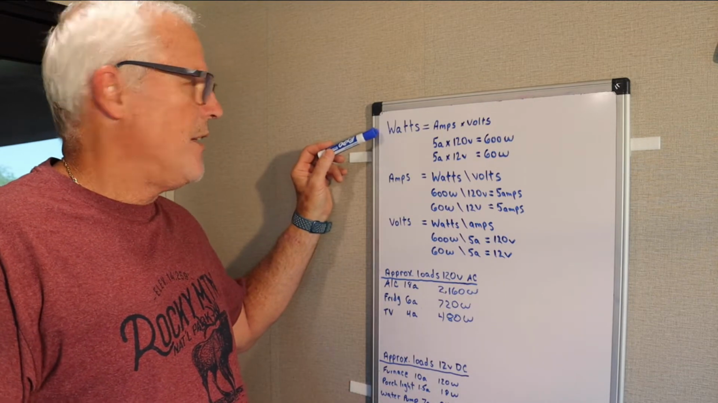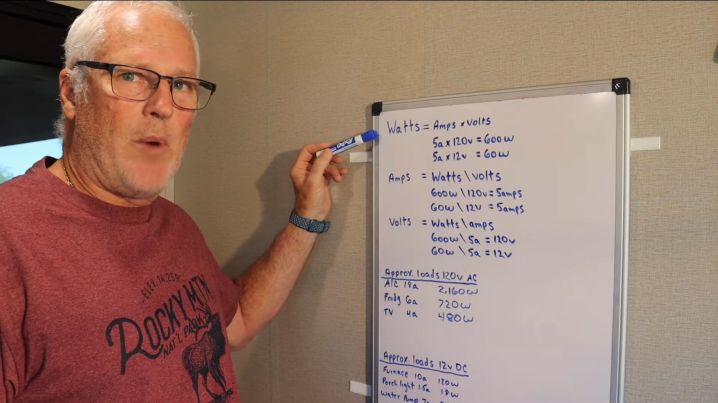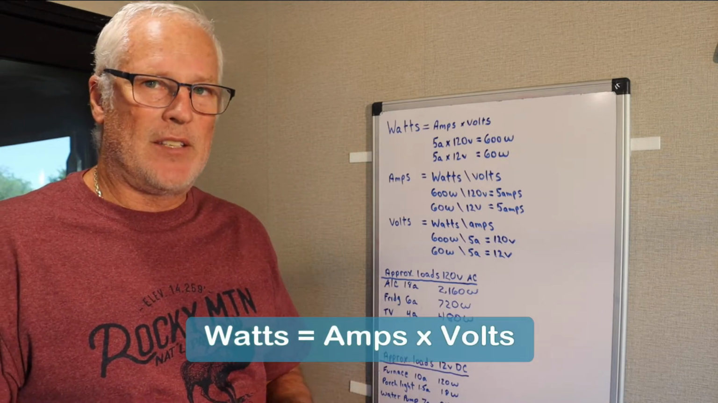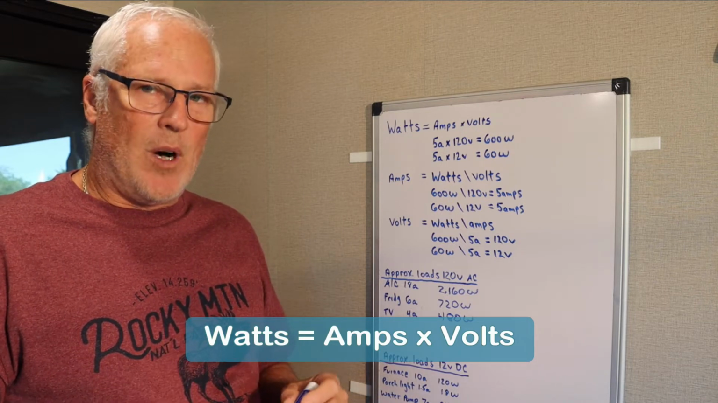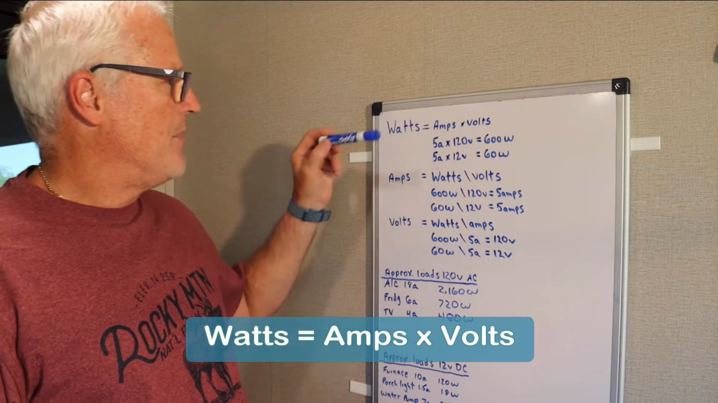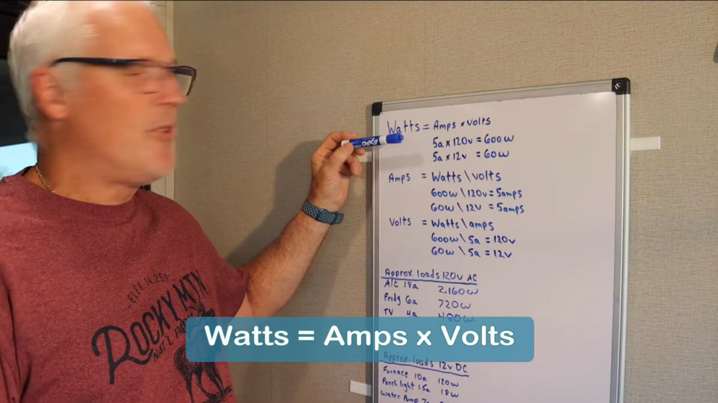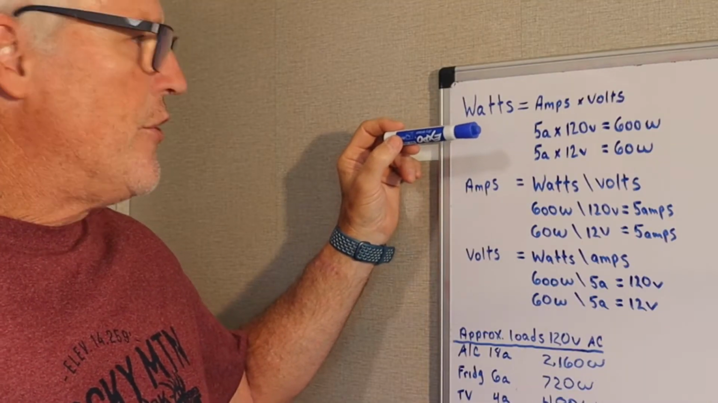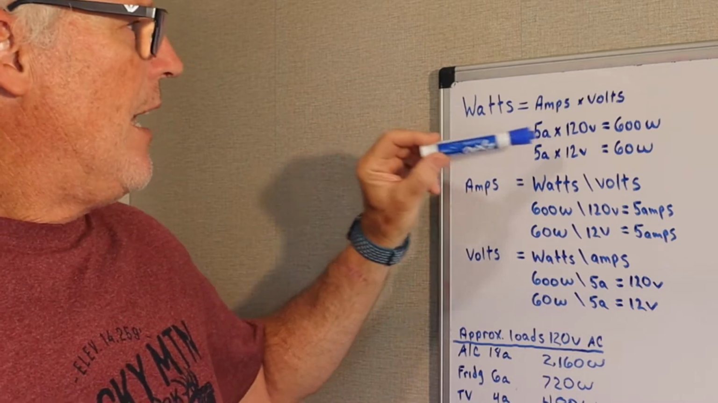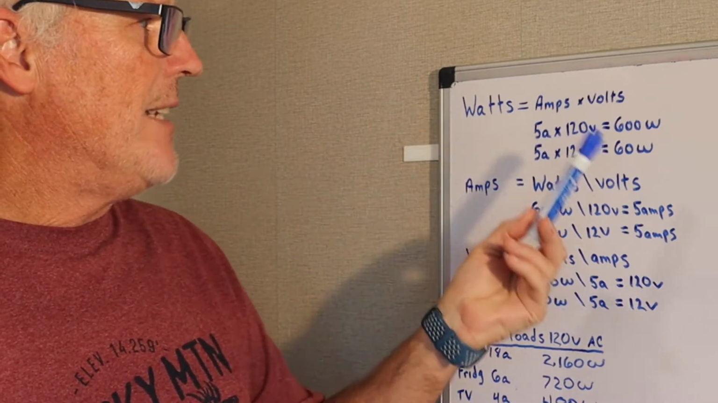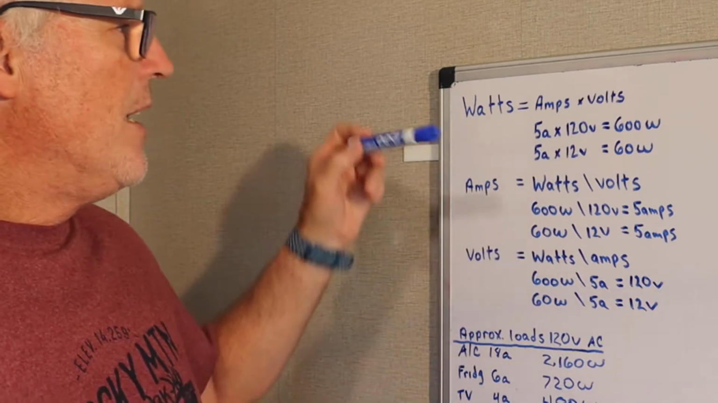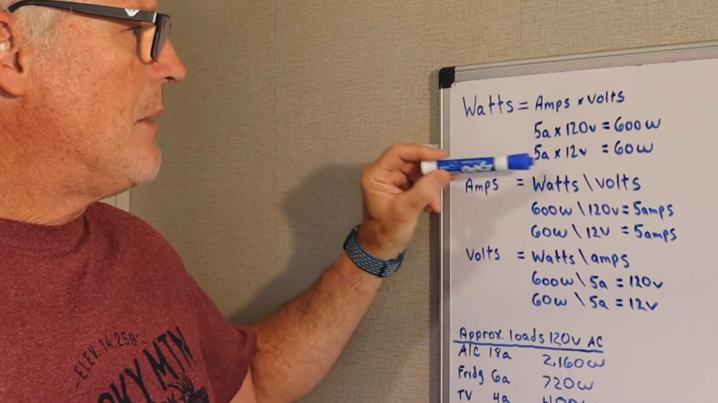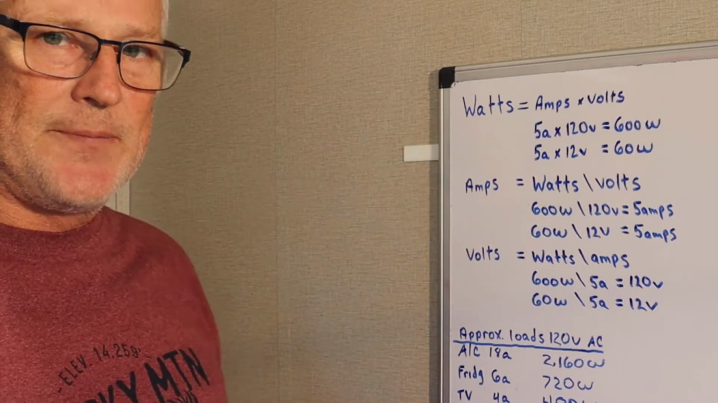The very first one that you want to know or be aware of is watts. Now, watts is just a unit of power. That's all it is. The way you get watts is volts times amps, or amps times volts. As an example, if you have a piece of equipment that draws 5 amps on 120 volts, that is 600 watts. You could apply the same concept to 12 volts. 5 amps times 12 volts is 60 watts.